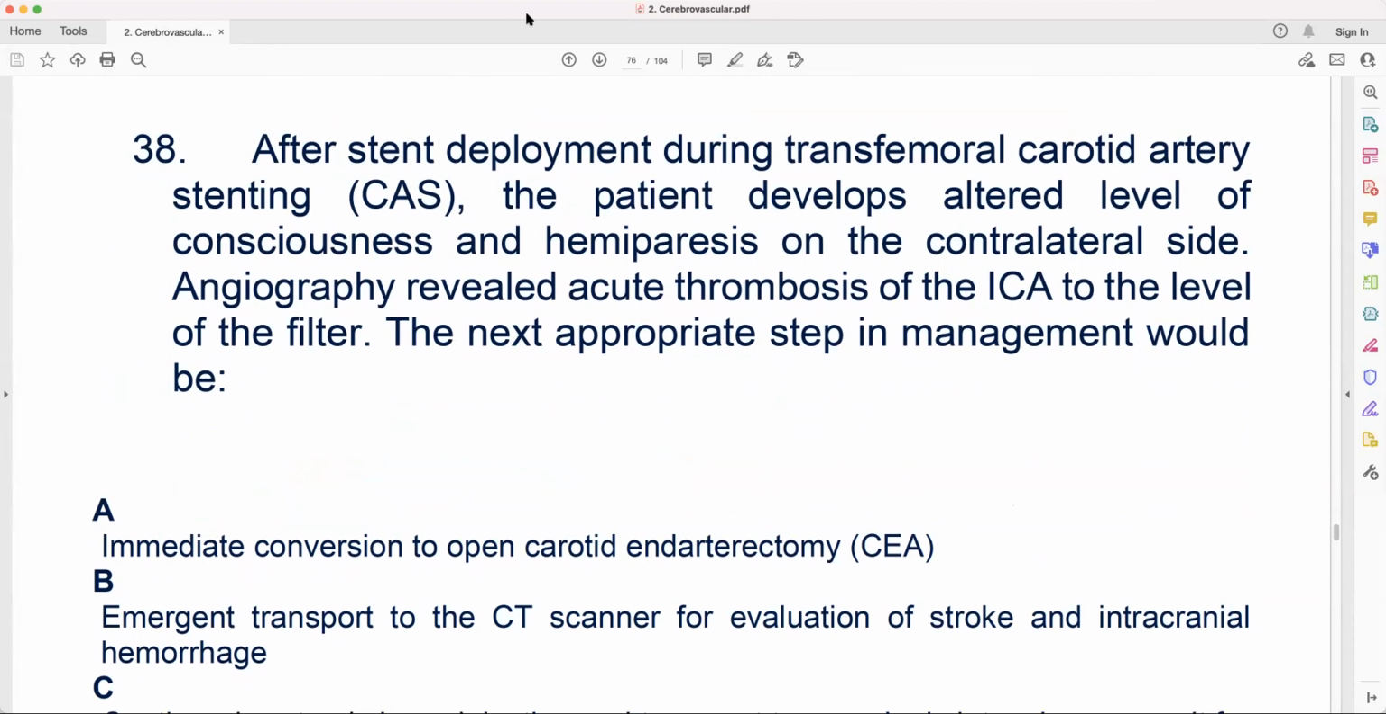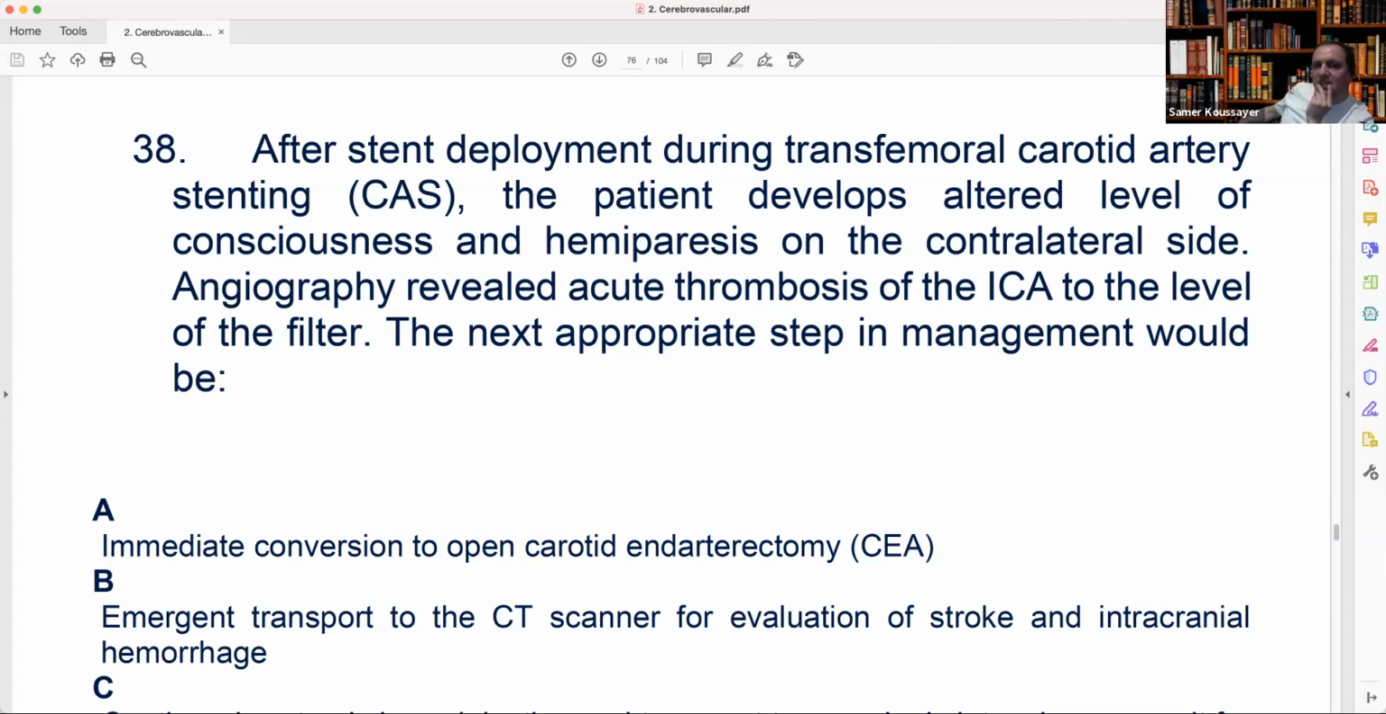Angiography revealed acute thrombosis of the internal carotid artery to the level of the filter. The next appropriate step in the management would be... so this patient has a thrombosed filter. This is, by the way, not common, but you can get this problem.